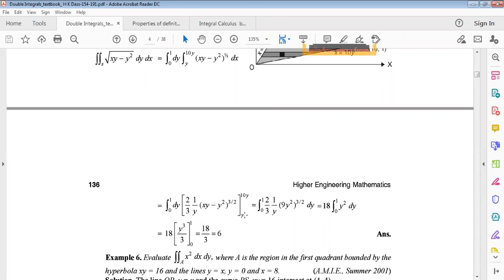Now the upper limit is 10y and the lower limit is y. Putting 10y in place of x, we get 1 by y times 9y square, which is 10y square minus y square. That means 9y square to the power 3 by 2, only y square times 18, from 0 to 1. Now integrating with respect to y gives y cube by 3, putting limits 0 to 1: 1 cube by 3 minus 0 cube by 3. Then we get only 18 by 3, which equals 6. Very easy for you.